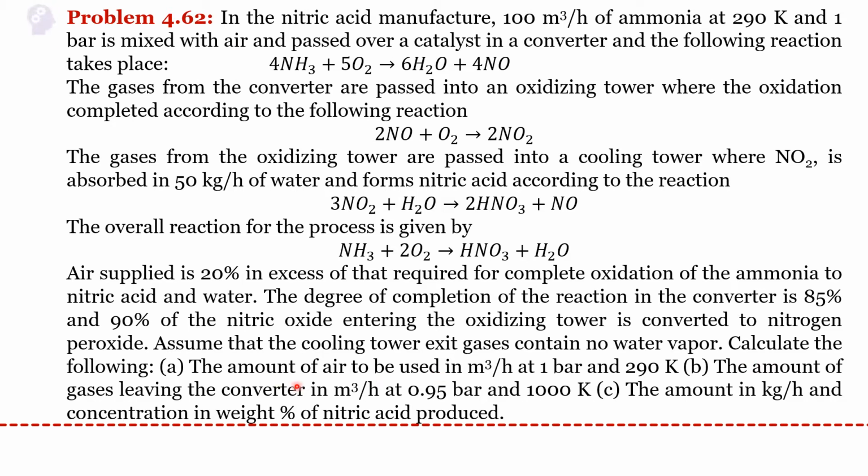Calculate the following: the amount of air to be used in meter cube per hour at a particular temperature and pressure, the gases leaving the converter and the amount in kg per hour, and the concentration in weight percentage of nitric acid produced. So in the next slide, first we will try to understand the whole process. We will write the whole process in a block diagram so that we can understand what is happening.